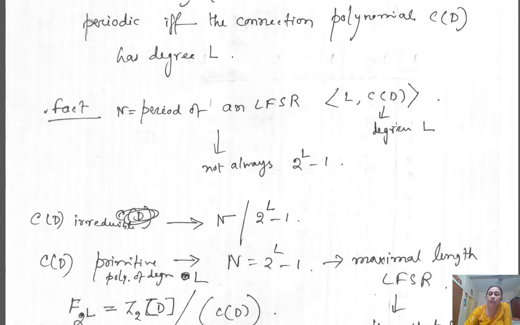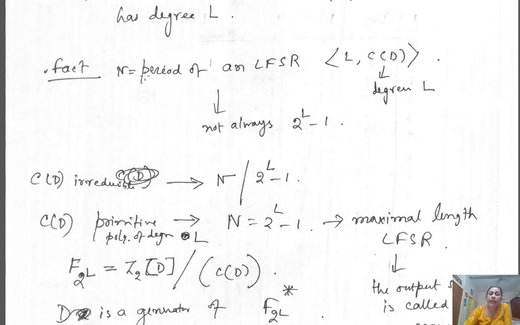This can be proved, but here we are not going to discuss those proofs. These are number theory things, so we are not going to discuss them. So the period may not be 2 to the power L minus 1, it can be less. And if it is less, then it is always a divisor of 2 to the power L minus 1.